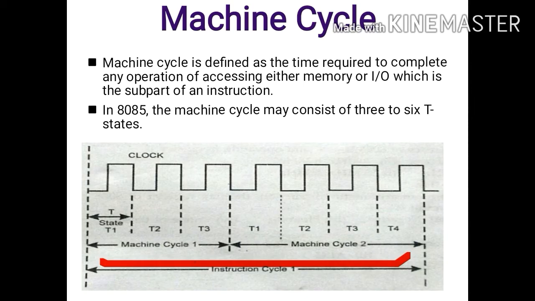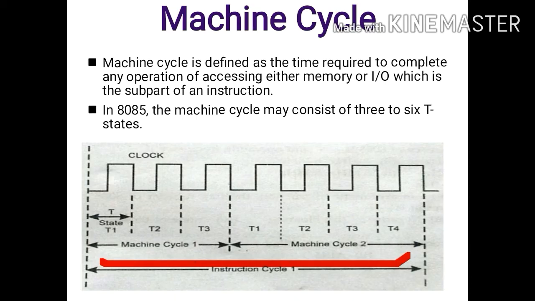Machine cycle. The time required by the microprocessor to complete the operation of accessing memory or an input output device is called a machine cycle. Operations like opcode fetch, memory read, memory write, and input output write are performed in a machine cycle. An instruction cycle thus consists of several machine cycles. A machine cycle is a sub part of an instruction.